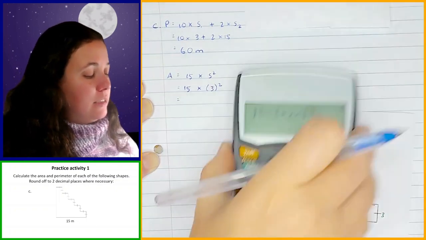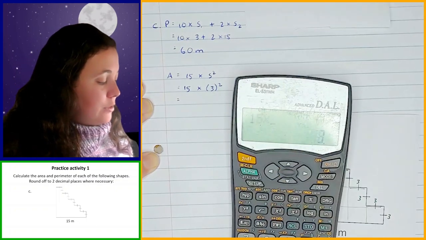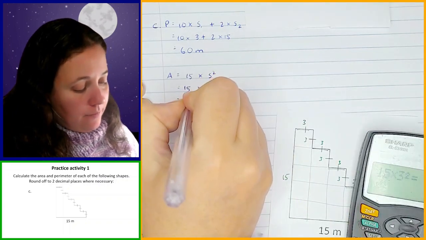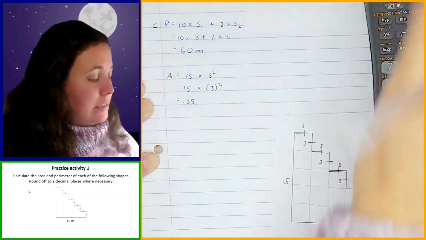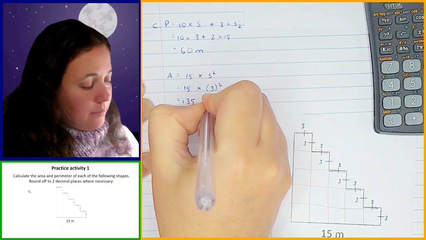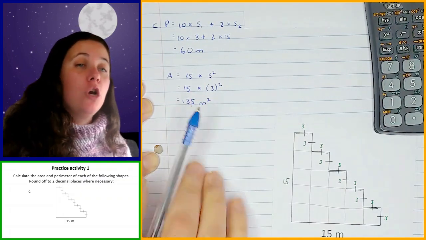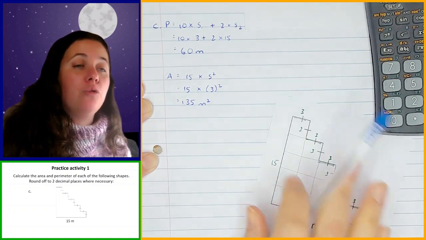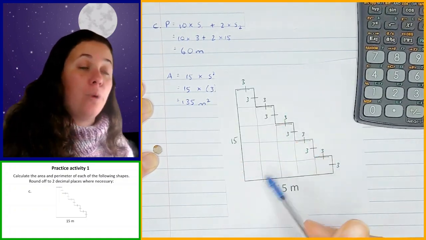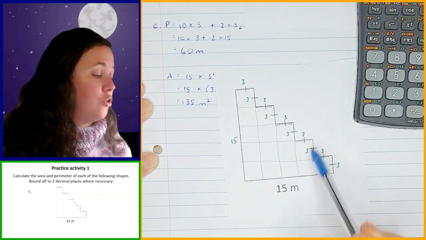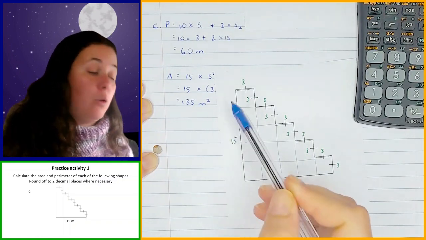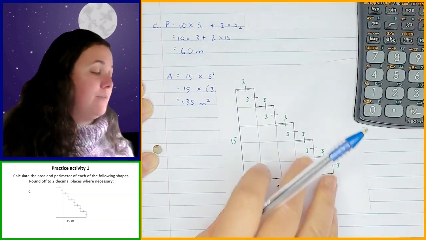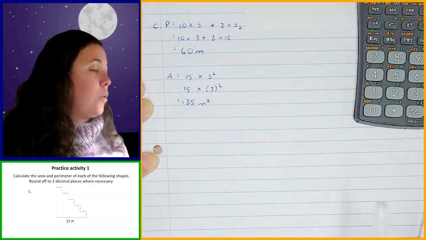So that is 15 times 3 squared, which is 135. And that is meters squared. So that's what you should have got for question C. Now, as I said, this is not the only method. You may well have done it a different way. You might have divided up into rectangles, worked out the areas of each rectangle and added them up. That's fine as well. Okay, so that's question C.